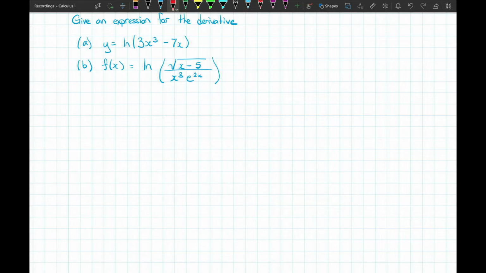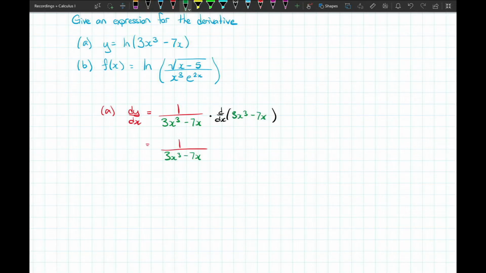Let's just start off by seeing how we can apply the chain rule here for part A. So seeing as how we have the quantity y, we might want to use the notation dy by dx. And then applying the chain rule, the derivative of the natural logarithm of some inside function, we're just going to have 1 over that inside function. Now, we can't forget the chain rule. We'll have to take the derivative of that inner function now. So that gives us 1 over 3x cubed minus 7x, multiplying by the derivative, which is 9x squared minus 7. Now, of course, if we want to simplify that a little bit, this is really just 9x squared minus 7 over 3x cubed minus 7x.